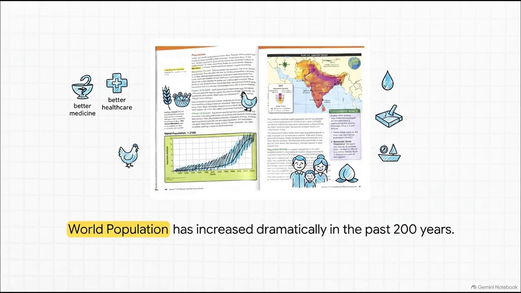For most of human history, our population grew very, very slowly. Look right around the year 1800. The line just shoots up into the sky. And why is that? Well, it's because of better healthcare, better medicine, and huge improvements in food production. People just started living much longer, healthier lives, and that caused a massive global population boom.